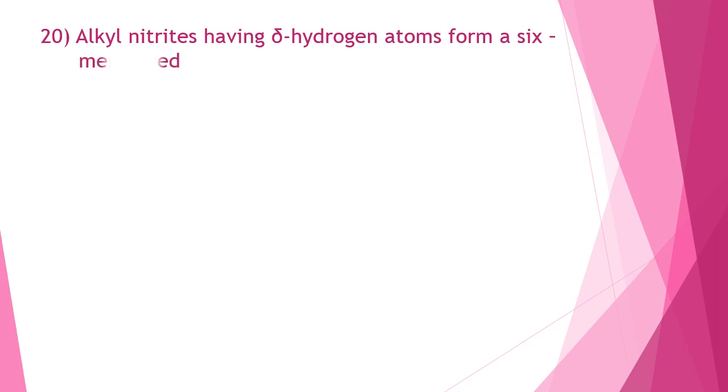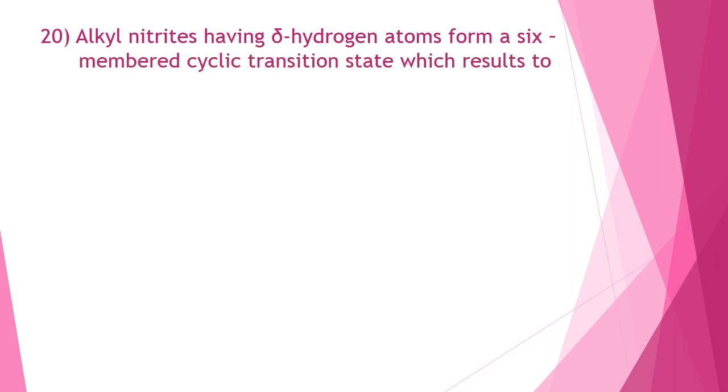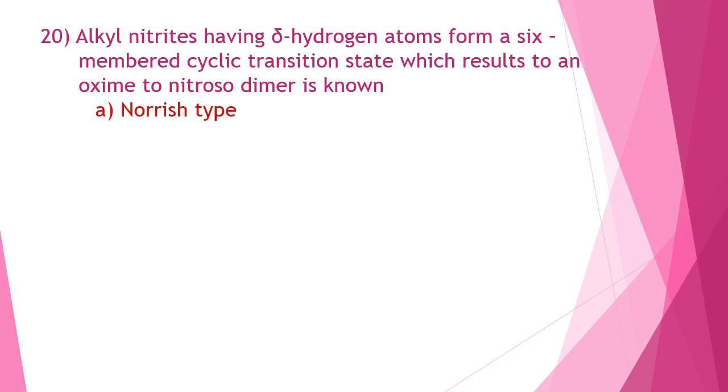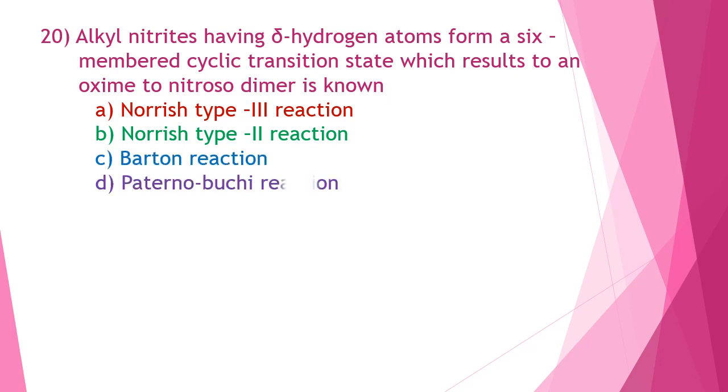Question number 20. Here, alkyl nitrites having alpha hydrogen atoms form a 6-membered cyclic transition state which results in an oxime or nitroso dimer. This is known as the option C, Barton reaction. It is the correct answer for this question.